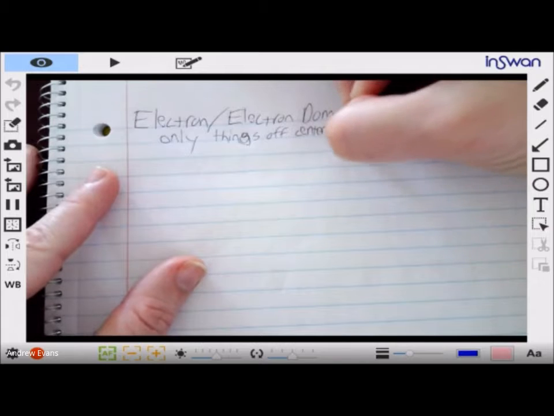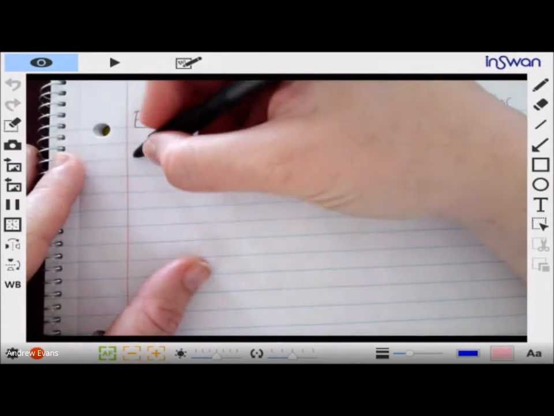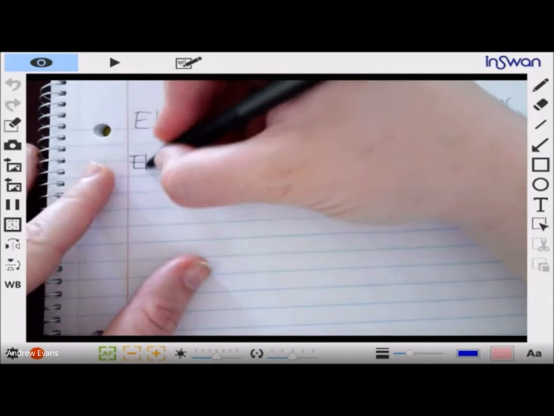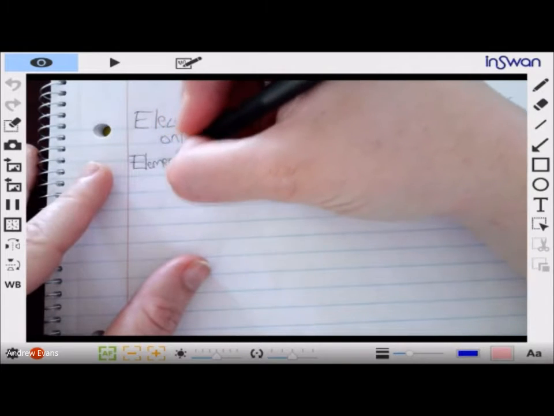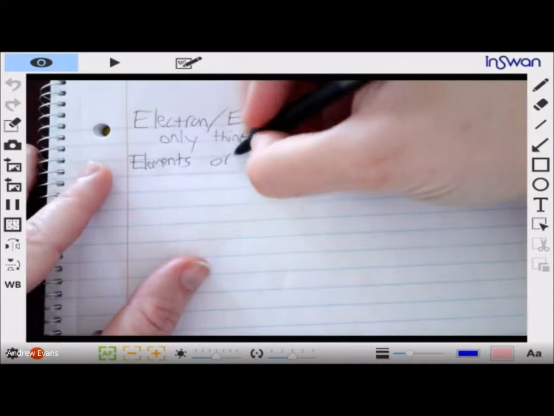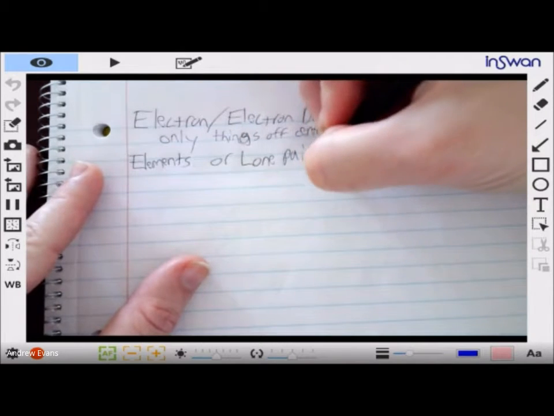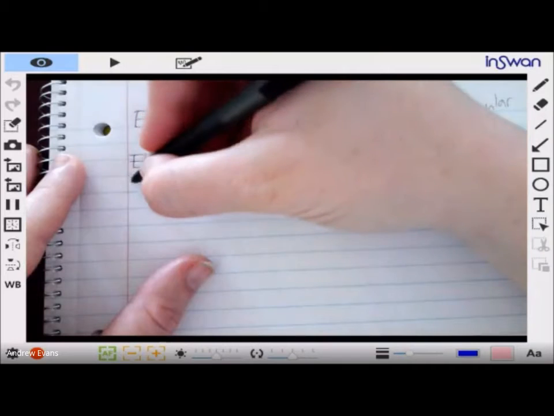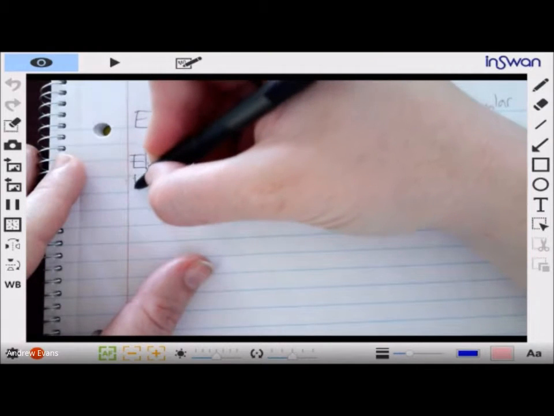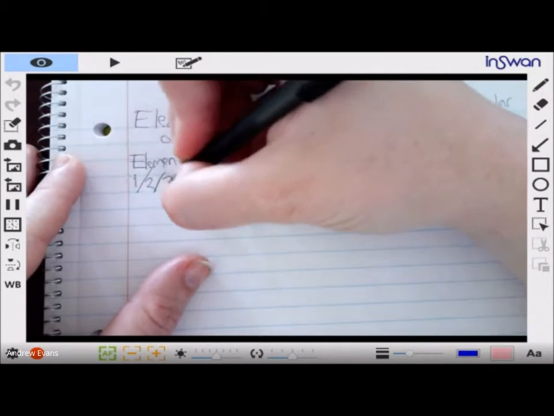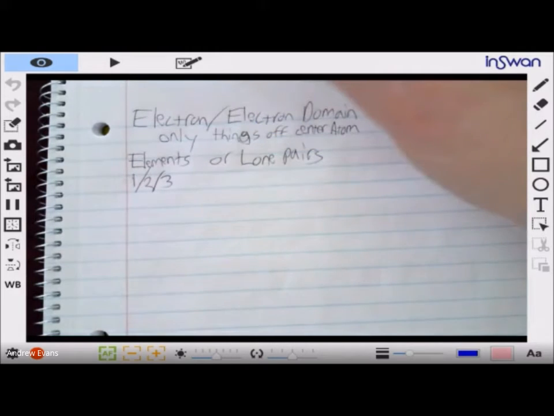These are going to be either elements or lone pairs. I'm specifically saying elements rather than bonds because single, double, or triple count the same.